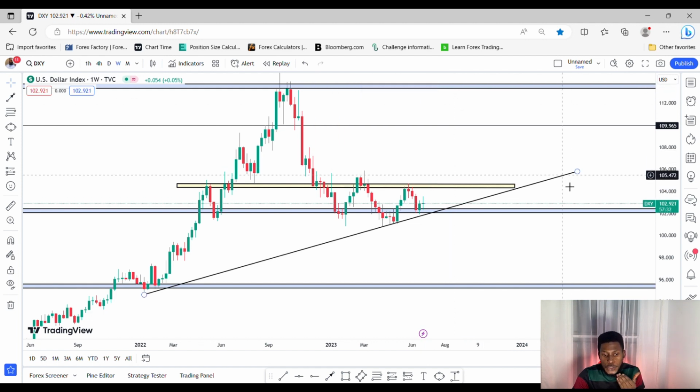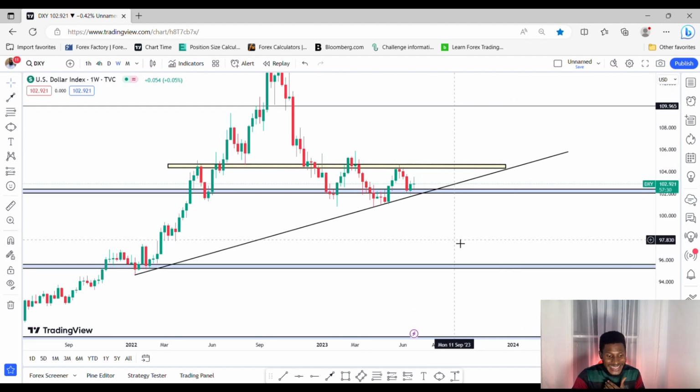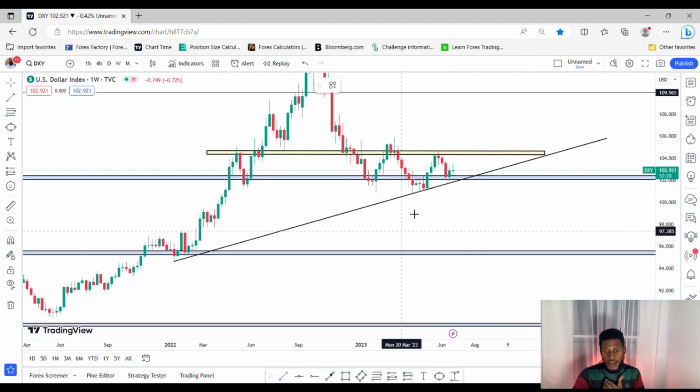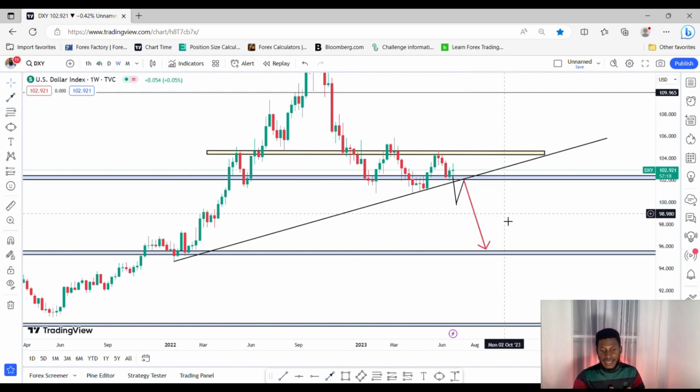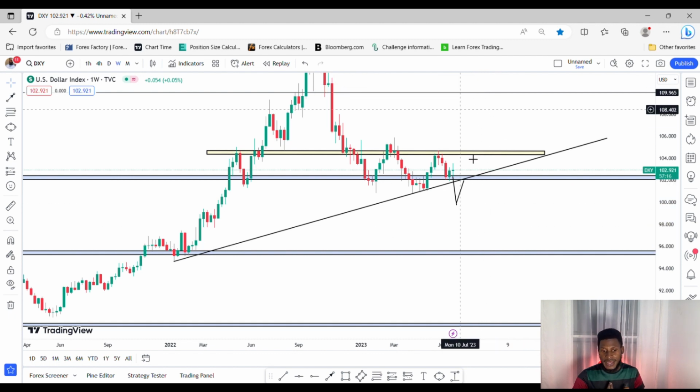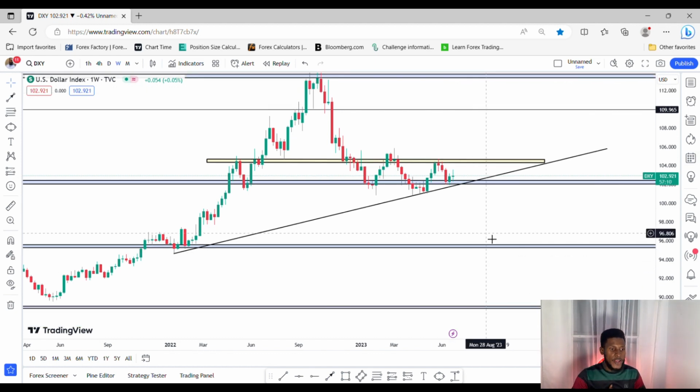However, if the dollar doesn't do that and we see a breakout of our trend line and we see a retest somewhere like this, what that will mean is that the dollar has lost the strength and it's just going to pull down to the downside, basically. So that is just exactly how I go about analyzing financial instruments.